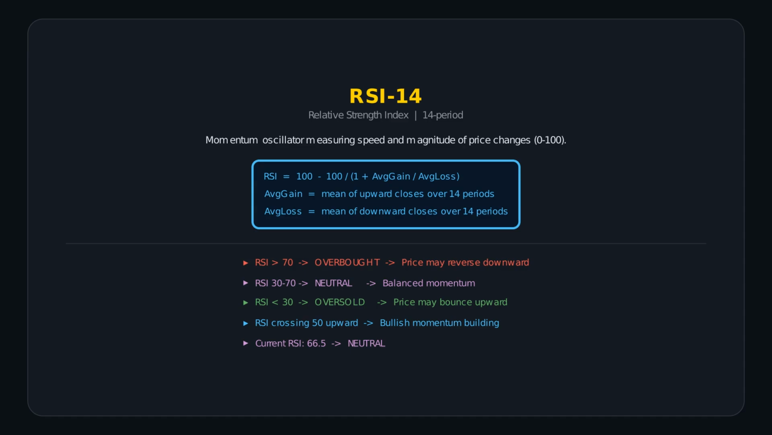Above 70, the stock is overbought. It has risen too fast. A correction may come. Below 30, the stock is oversold. It has fallen too fast. A bounce may come. Between 30 and 70, neutral. The market is balanced. When RSI crosses the 50 level upward, it signals strengthening bullish momentum.